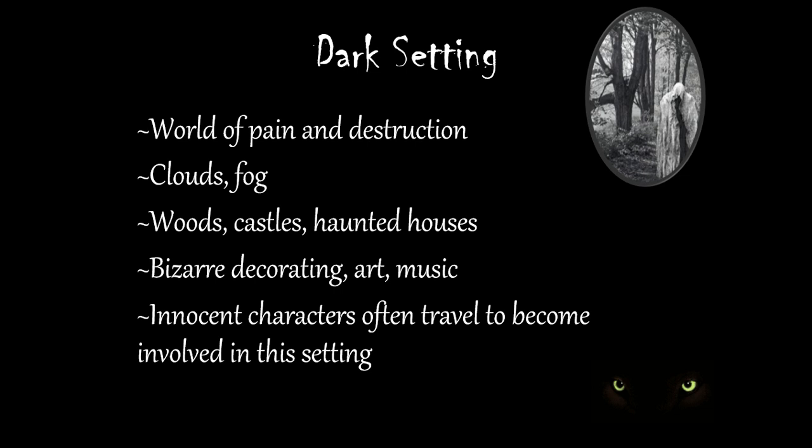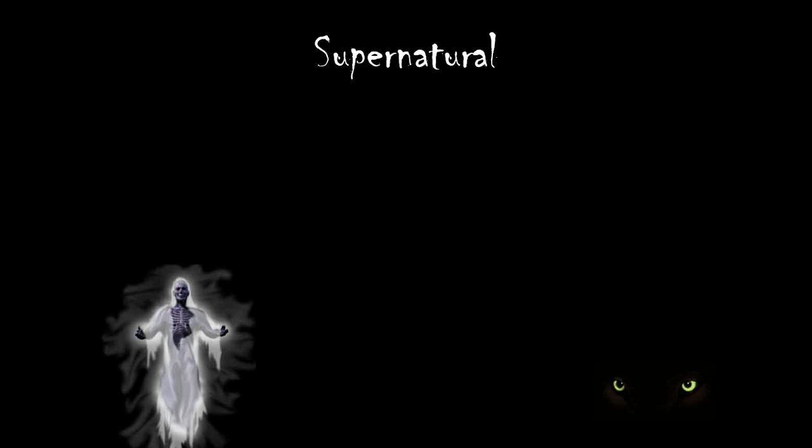And one thing about these dark settings is that our innocent characters are going to go from a very nice and bright and sunny, obviously not Gothic setting, to our Gothic setting. And this is how they get involved with the story, with the themes, with the parables, and with the main characters. This poor innocent person is usually the one that ends up having to solve the problem or solve the mystery of the Gothic story.